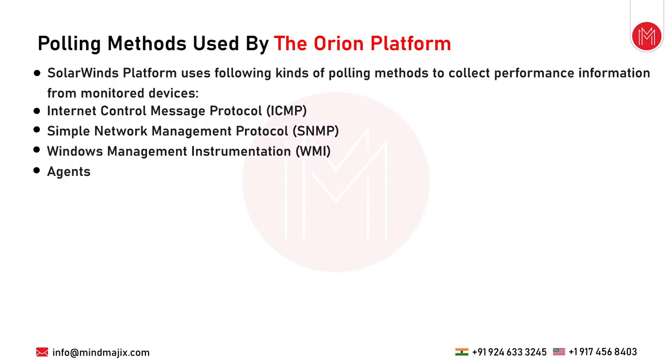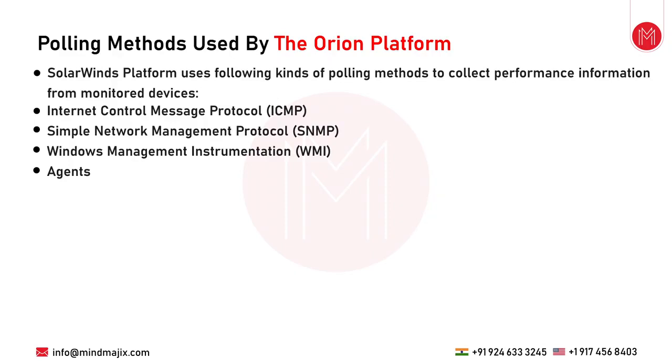Similarly, Windows Management Instrumentation, WMI, is also an agentless protocol for Windows servers. Using WMI, we will get all the information, like what services are running, the disk space, the CPU, the memory, and everything. Using this protocol, we will configure Windows servers. So majorly for Unix and network devices we will use SNMP, and for Windows servers we'll use WMI, Windows Management Instrumentation.